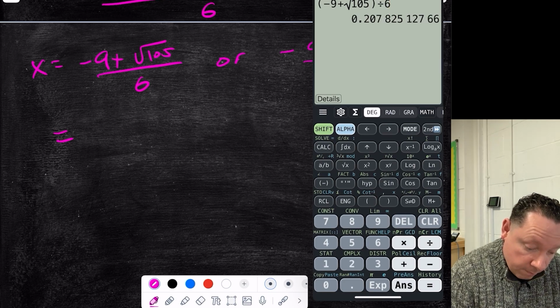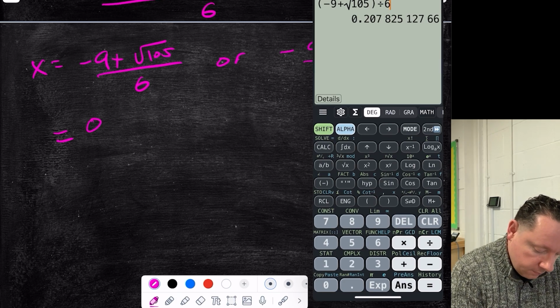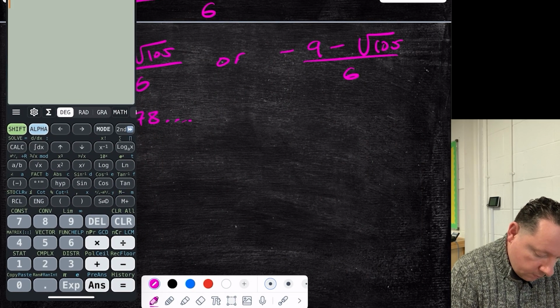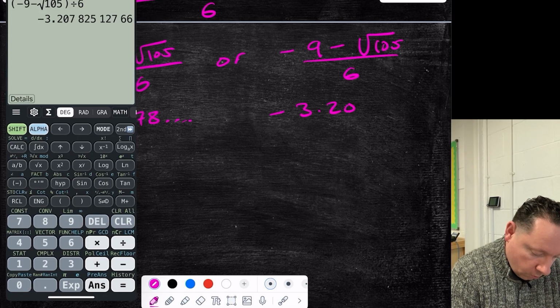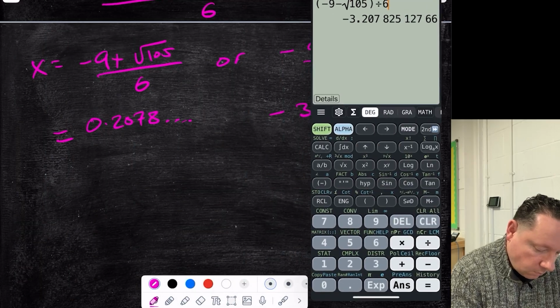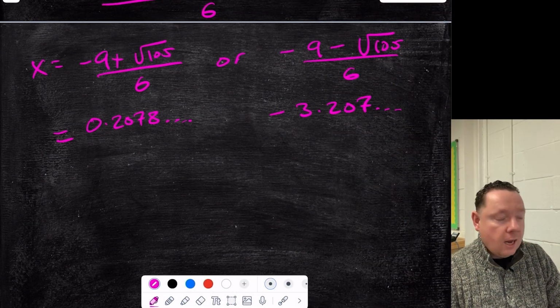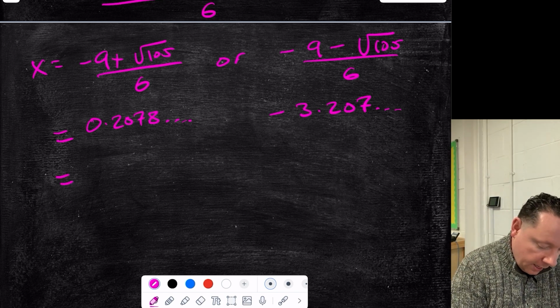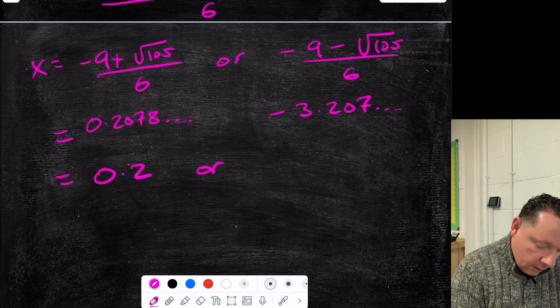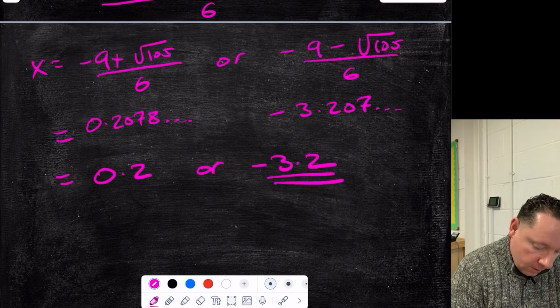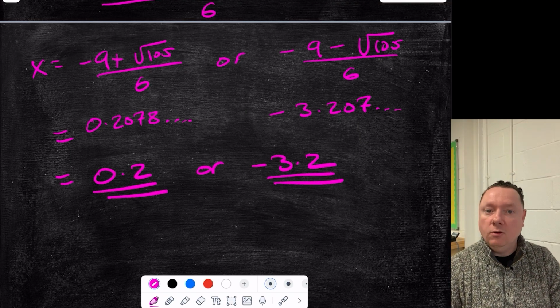That gives me 0.2078. I'll just put dot, dot, dot. And then the other one, brackets, minus 9 minus root 105 over 6 is minus 3.207 with a bunch of other numbers. And we'll round that to 1 decimal place, so then that gives me 0.2 or minus 3.2. Always show your unrounded answers first before you round.